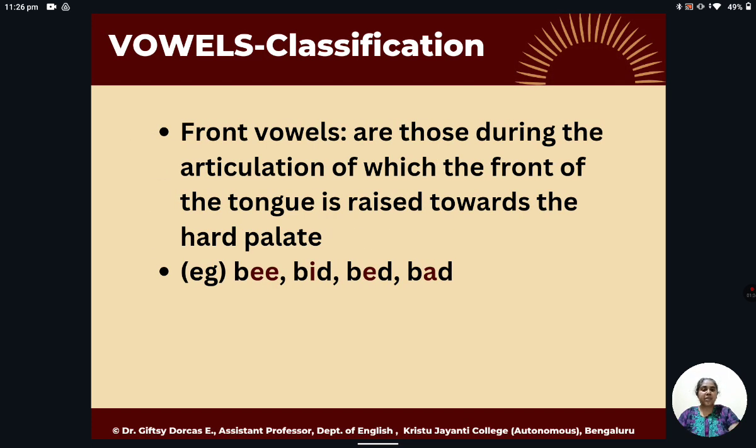Front vowels are those vowels during the articulation of which the front of the tongue is raised towards the hard palate. The sounds like E in bee, I in bit, E in bed, and A in bad are front vowel sounds.